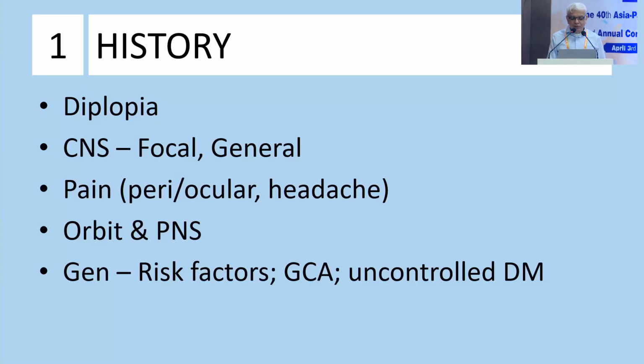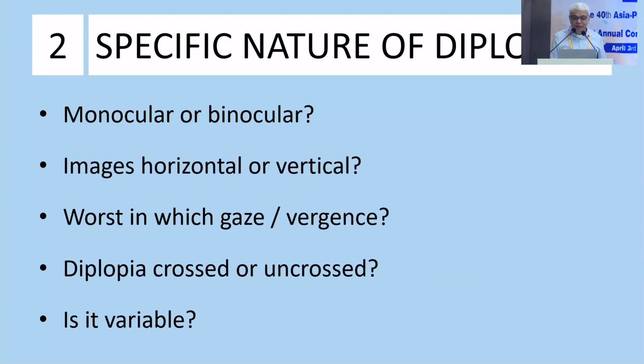And of course, general factors like risk factors like diabetes, hypertension, hypercholesterolemia, etc. But apart from that, giant cell arteritis is something you need to remember. And my nightmare, my scary thing is uncontrolled diabetes in the presence of cranial nerve palsy. Is it mucormycosis, for example, which can be very fatal.